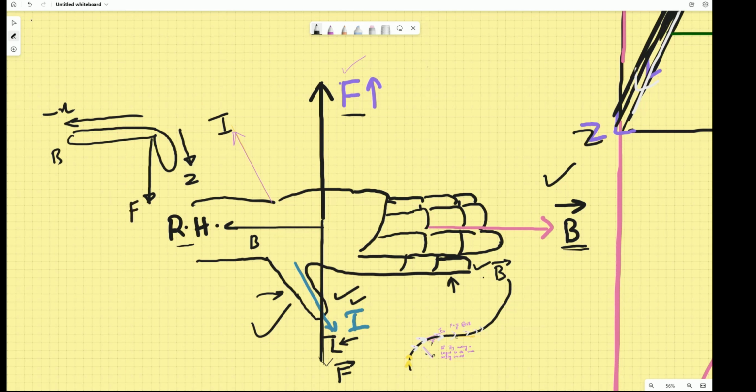So the diagram is not perfect. Obviously, this is not a thumb. Doesn't look like one. I have not drawn the whole hand. This is my index finger, okay? The index finger, and this is my thumb. So I hope this concept is clear in your mind as to how we decide the direction, and the rule is the right hand rule.